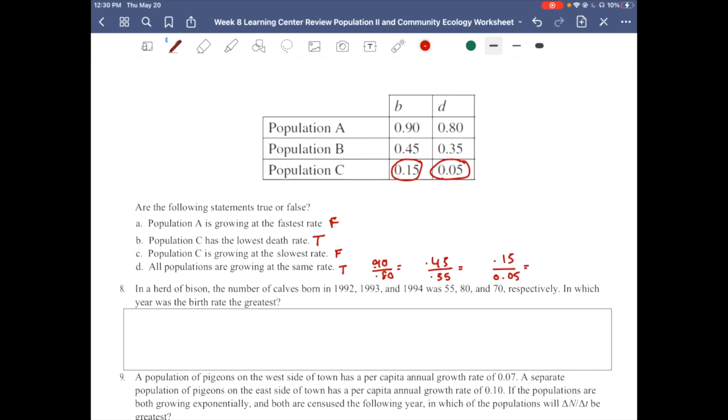Even though these are much smaller numbers, the proportion is the same as the proportion for B and for A. But looking individually, that's why we said population C has the lowest death rate. So looking individually, population C does have the lowest death rate, but it also has the slowest birth rate. So we kind of have to know when to apply proportions and then know when to look at an individual slot.